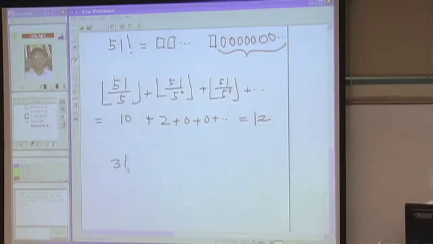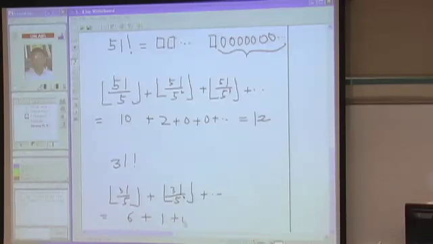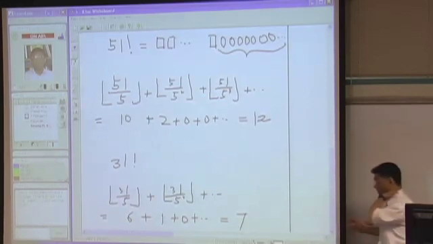31 factorial, then 31, and so on. And then as you can see, 31 divided by 5, and then this divided by 25 is 1, and then 0. So it means a total of 7 zeros. 7 zeros will follow.